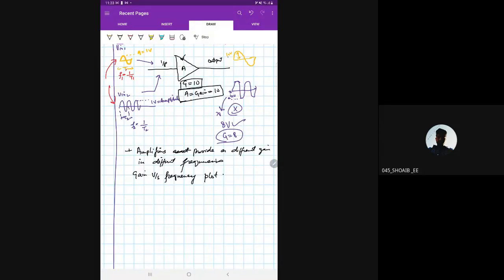ये एक बहुत important plot है जो हम when once we study the gain frequency response of these amplifiers. This plot helps us to understand the behavior of these amplifiers with respect to the frequency. ठीक है? So I will draw a plot here. You will try to understand what I am drawing.